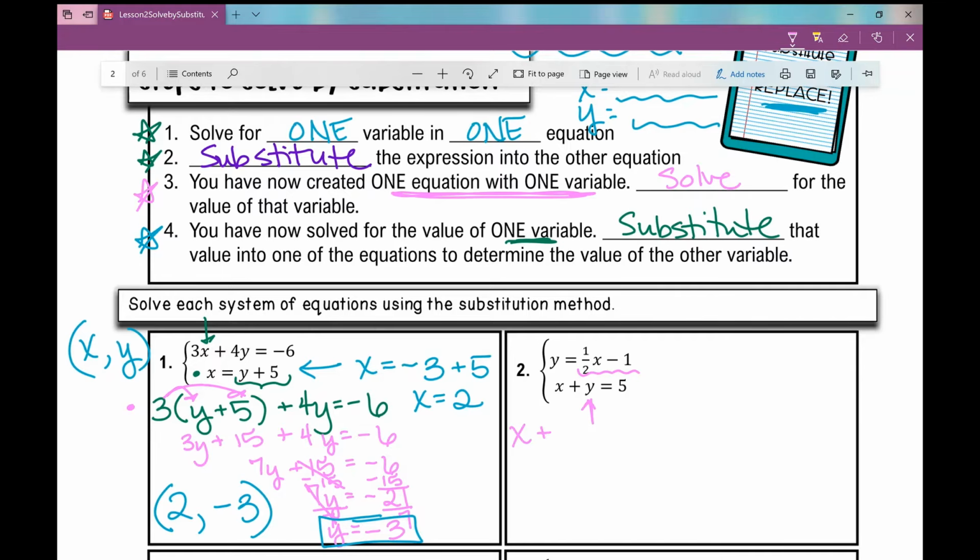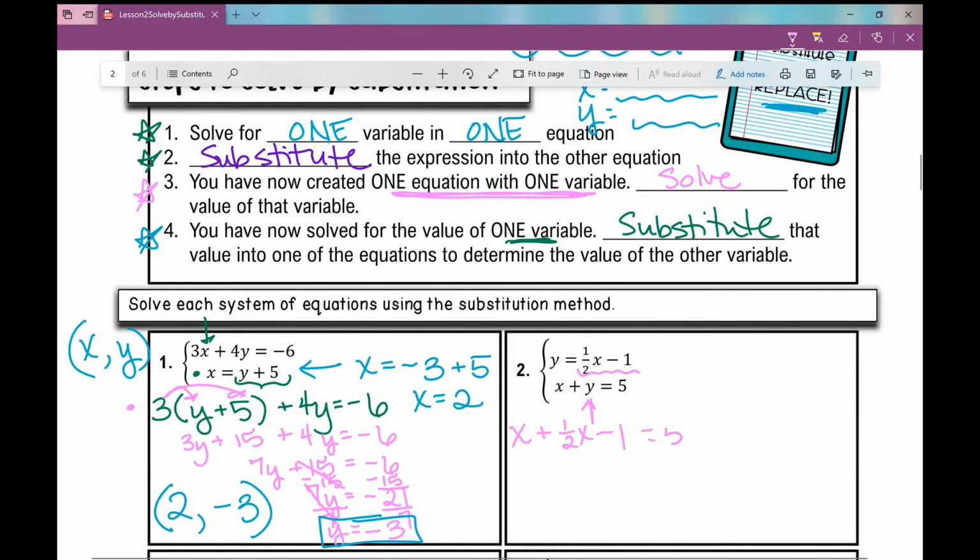So instead of x plus y, it's going to be x plus 1/2 x minus 1. Now, if there were a minus sign there, I would put parentheses here, but there's a plus right here, so I didn't put parentheses. If you did, it's fine. It won't change anything.